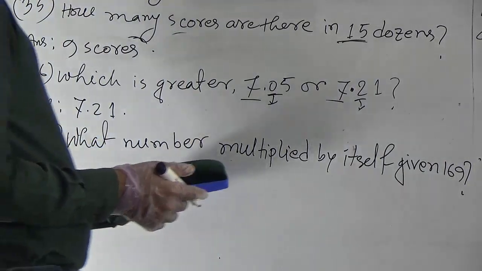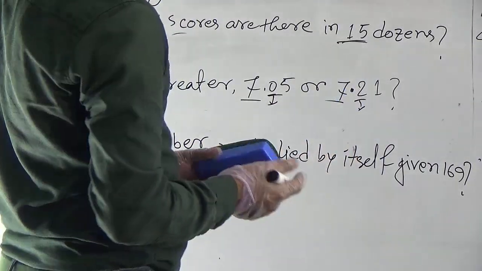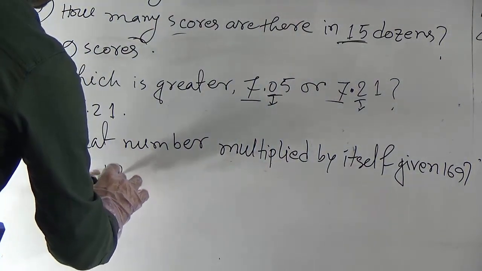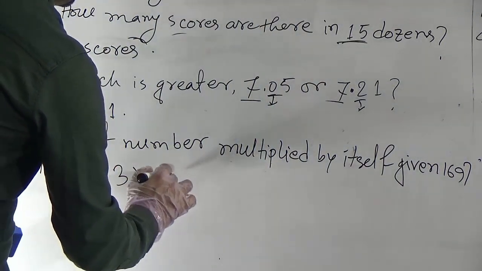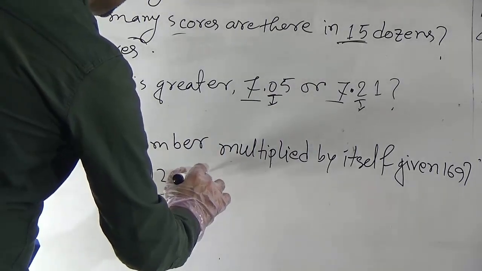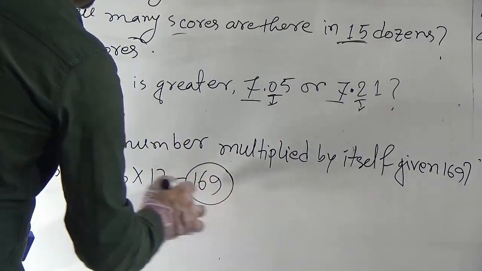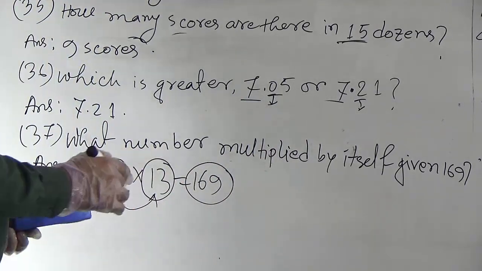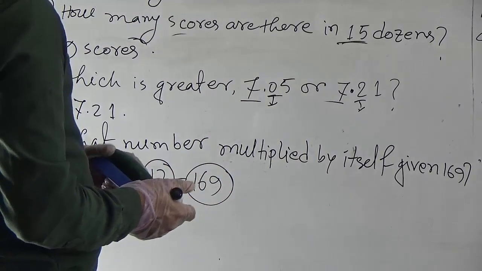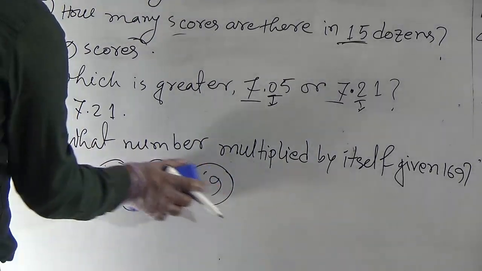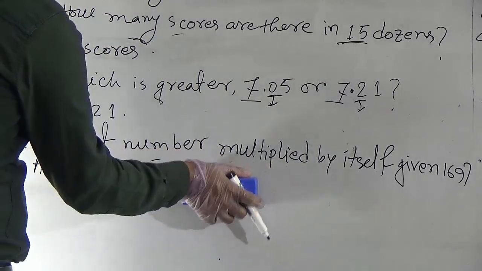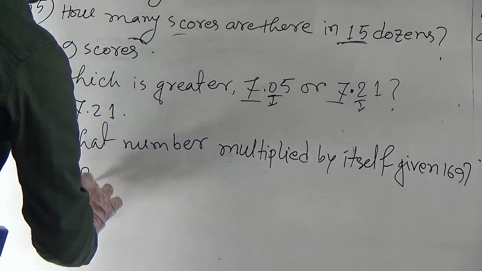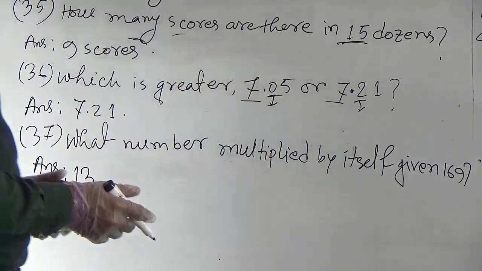Now, what number multiplied by itself gives 169? If we multiply 13 and 13, the product will be 169. So our required answer is the number 13. If we multiply 13 by 13, we will get 169. So our required answer is 13.